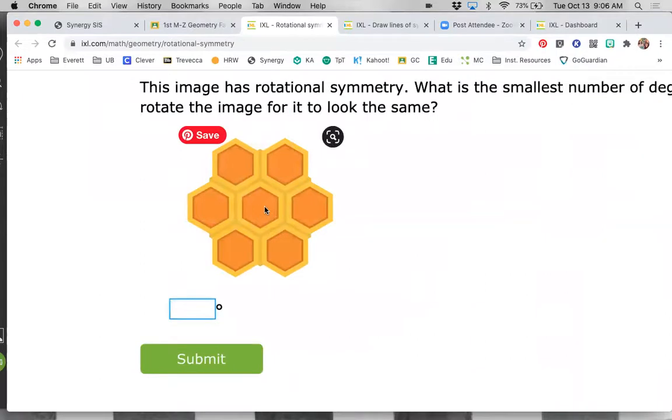Keep going. Again, around the center, you're going to figure out how many matching parts. So how many matching parts does this one have? 6, right, because you're wanting to go around the center. So I would count 1, 2, 3, 4, 5, 6. So 360 divided by 6. And that's all you do.